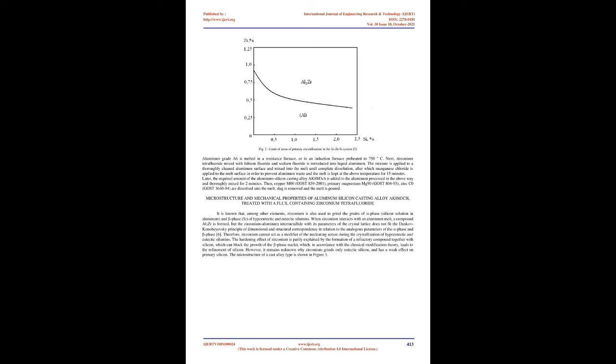Fig. 2. Aluminum grade A6 is melted in a resistance furnace, or in an induction furnace preheated to 750 degrees Celsius.